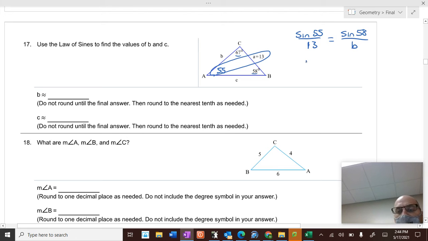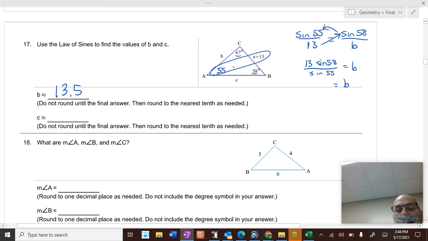So then if you cross multiply, you take 13 times the sine of 58 divided by the sine of 55. This times this divided by this. So what does b equal? 12 point something. Oh yeah, 13 point something because it's got to be bigger because it's opposite the bigger angle, so 13.5.